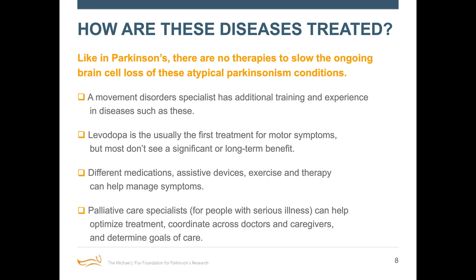The whole circuitry of the basal ganglia, which is the part of the brain that's most closely involved with coordinating and regulating movement, that area is much more diffusely degenerating in these Parkinson plus atypical conditions than it is in Parkinson's disease. And so the DBS just doesn't have the same physiology going on. It doesn't have the same pattern of electrical activity to correct that it has in Parkinson's disease.